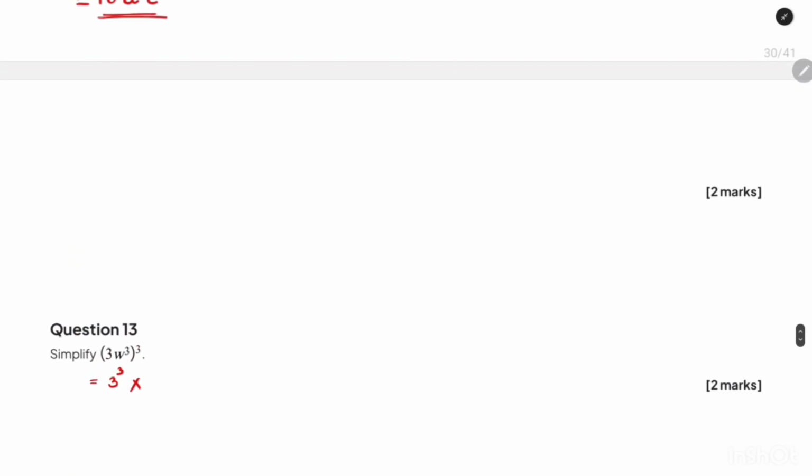13th one, common power is given. To simplify, we'll give them separate powers. So 3 raised to 3, w cube raised to 3. So 3 raised to 3 is 27 and w cube to the power 3 is 3 into 3, 9. So w raised to 9. Power will be multiplied like this.